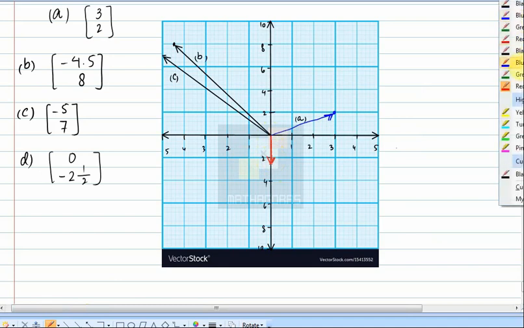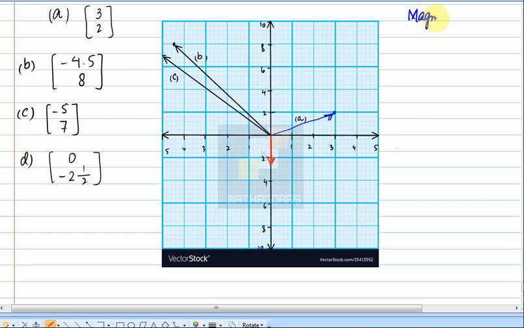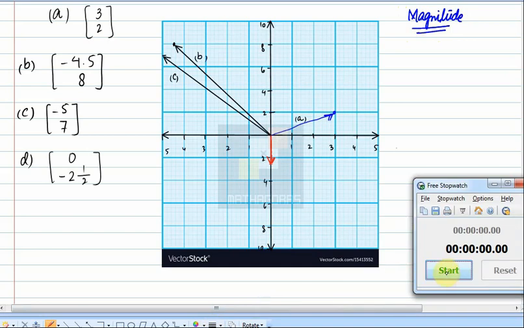Once you have found all those column vectors on the graph, now you need to find the magnitude of all 4 parts. Find the magnitude of all 4 parts, and for that purpose I gave you 2 minutes. So start.